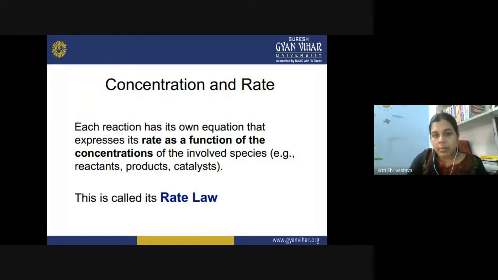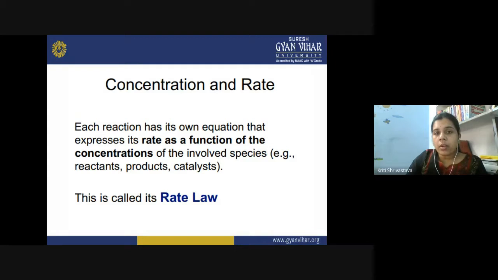So we were discussing the rate of a chemical reaction, and we saw how the concentration of reactant as well as product changes according to the rate of the reaction, or you can say that the rate of the reaction changes according to the concentration. Their interdependency has been seen in the many examples we discussed in the previous lecture.